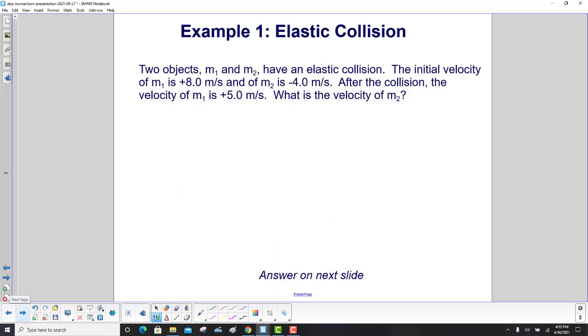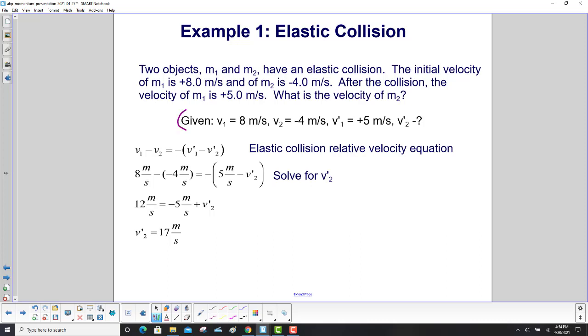Two objects, M1 and M2, have an elastic collision. The initial velocity of M1 is plus 8 meters per second, and of M2, negative 4.0 meters per second. After the collision, the velocity of M1 is 5 meters per second. What is the velocity of M2? We write our givens over here, and this is not one of the three special cases, but this is the first one we came up with before the three special cases, the relative velocity. So this is for any elastic collision regardless of mass.